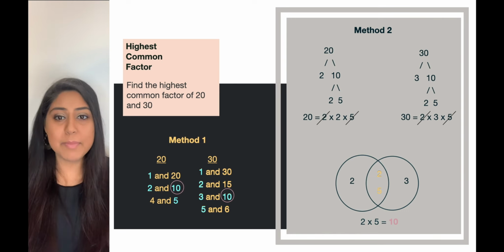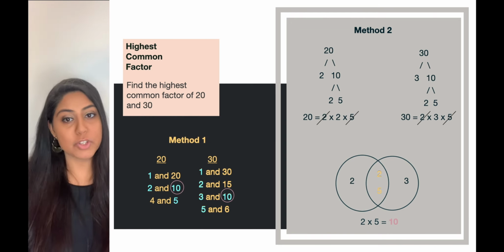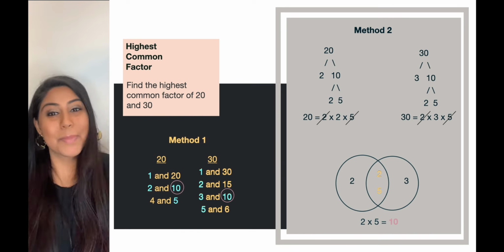You can see I get the same number both ways. It doesn't really matter which method you choose. Some people prefer one, some people prefer the other. Personally, I like method 1 for smaller numbers and method 2 for bigger numbers. But that's it, highest common factor.